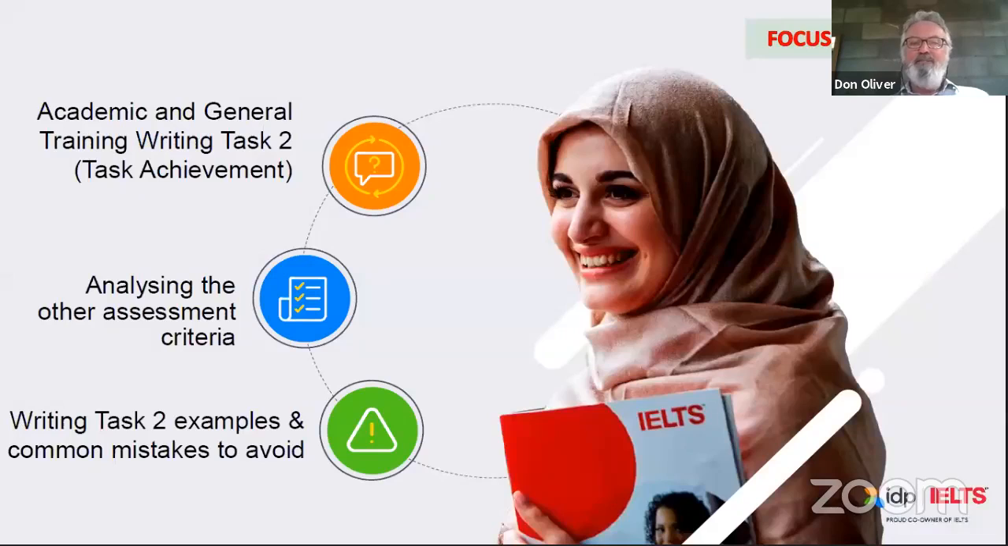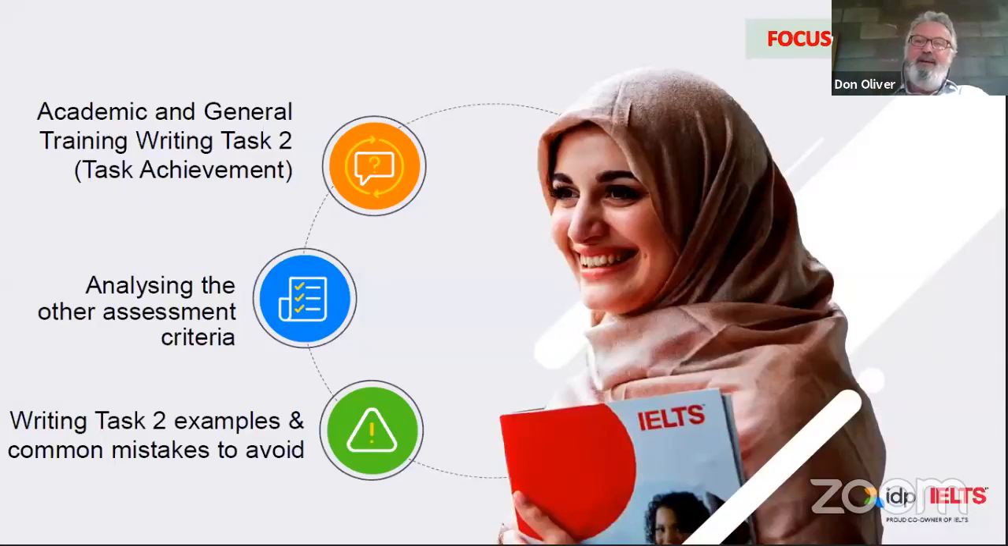And we're going to look particularly at the first assessment criterion, which in task 2 is called task response. In task 1, it's called task achievement. But the idea is the same. It's basically, do you understand the question? And do you respond to the question fully? We're going to look at the other assessment criteria as well. And there are 3 of those, remember. There's coherence and cohesion, lexical resource, and grammatical range and accuracy.